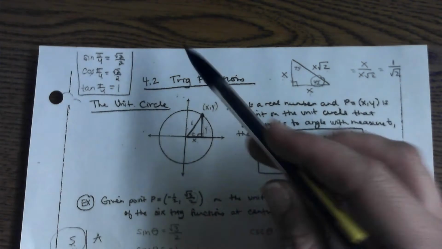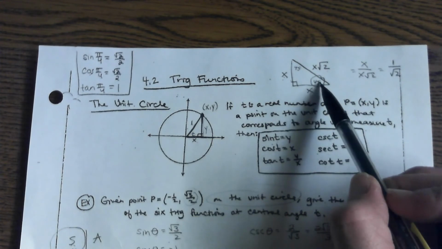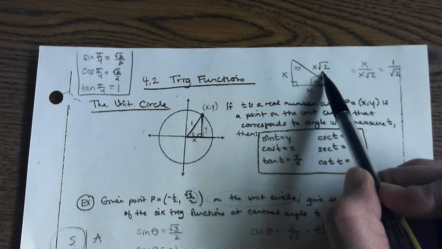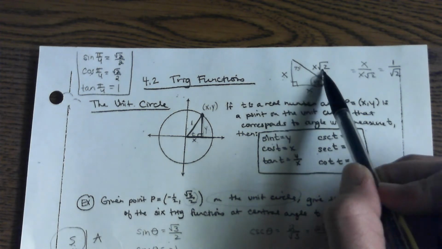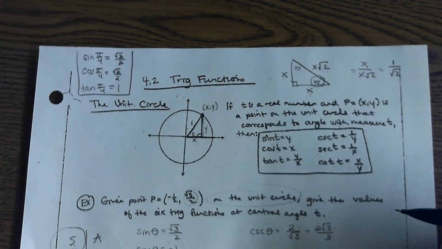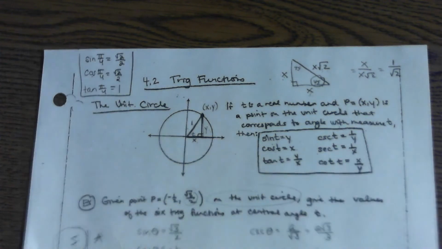Doesn't it make sense that the sine and the cosine should be the same value? Because opposite over hypotenuse versus adjacent over hypotenuse is both x over x root 2. All right.